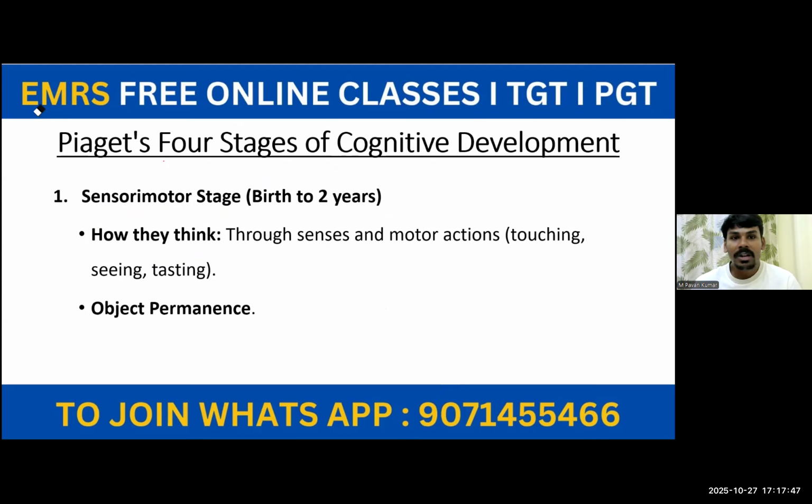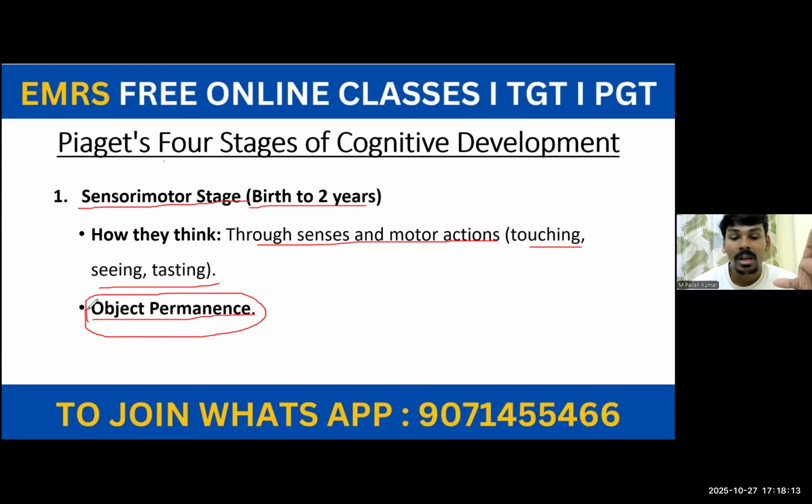So the key concepts that we need to remember here: the stage name, that is the sensory motor stage. Remember, the sensory motor stage is the first of the four stages of cognitive development that Piaget proposed, right? And how the information processing happens here is through senses and motor actions, that is touching, seeing, tasting, and so on. And by the end of, or during, the sensory motor stage, they develop something called object permanence. That is, they are able to understand that even if an object is removed from in front of them, it exists somewhere. Yes, any doubt here?